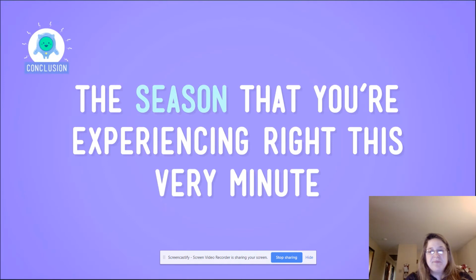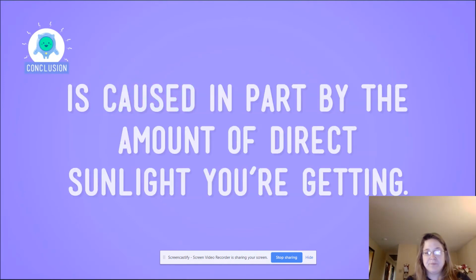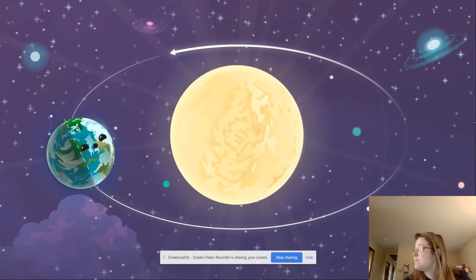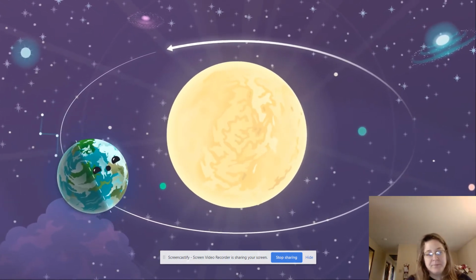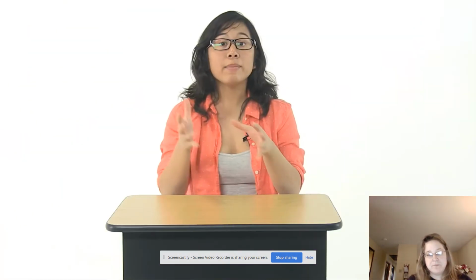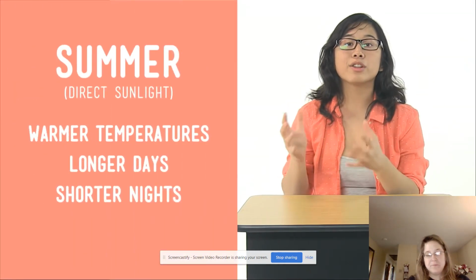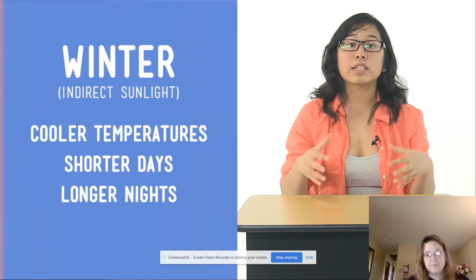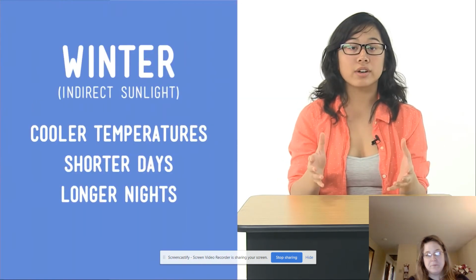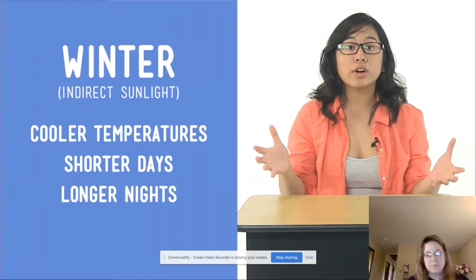The season that you're experiencing right this very minute is caused in part by the amount of direct sunlight you're getting. So, seasons are caused by the Earth's tilt on its axis as it cruises around the sun in its orbit. When one hemisphere gets more direct sunlight, it's summer there. Temperatures are warmer, days are longer, and nights are shorter. And when it gets more indirect sunlight, it's winter. Temperatures are cooler, days are shorter, and nights are longer. And now you know what causes summer, spring, autumn, and winter.